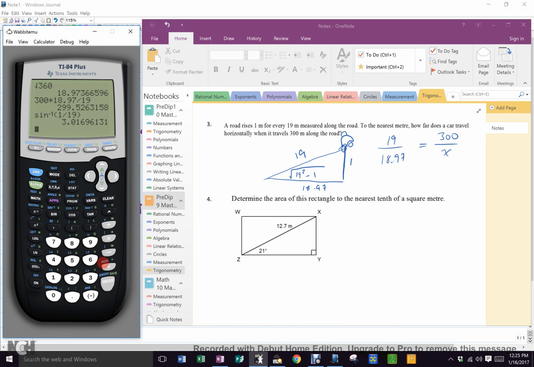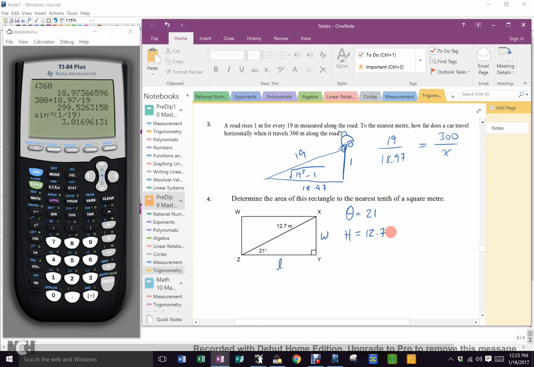Determine the area of this rectangle. To get an area, what do I need? Length and width. You need an L and a W. How are we going to find them? Do I have a theta? Yeah. What is it? What else do I have? You have the hypotenuse, of what? 12.7.